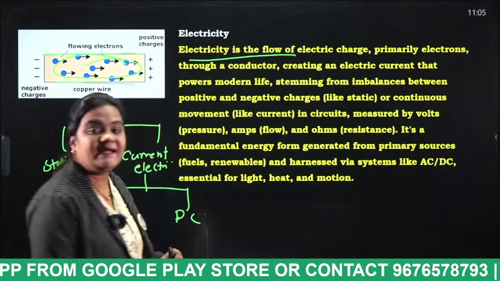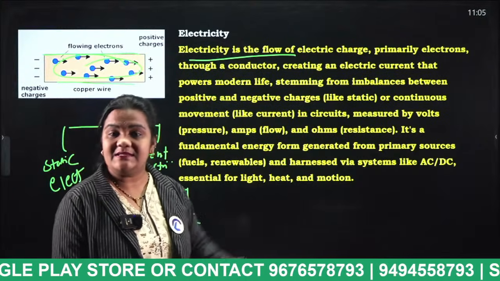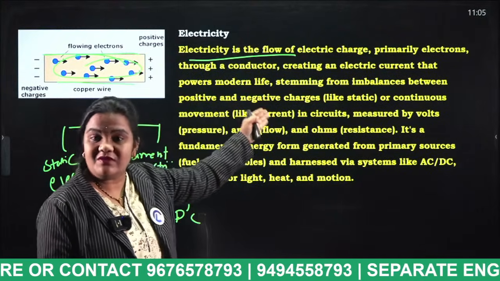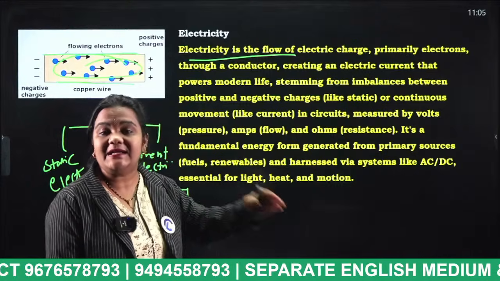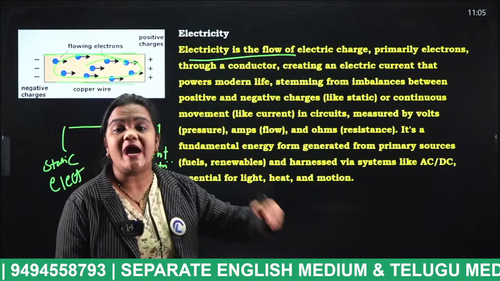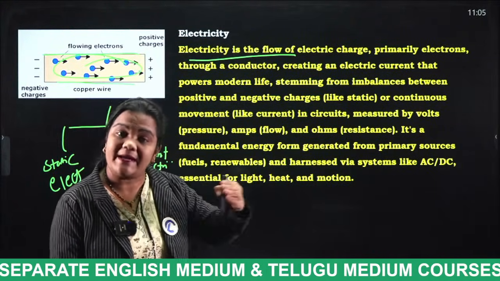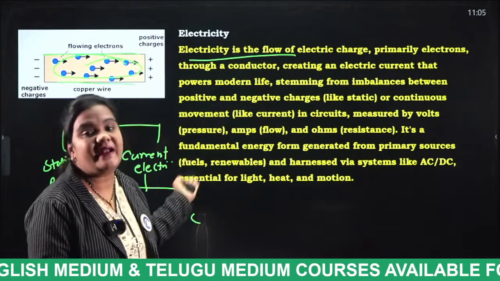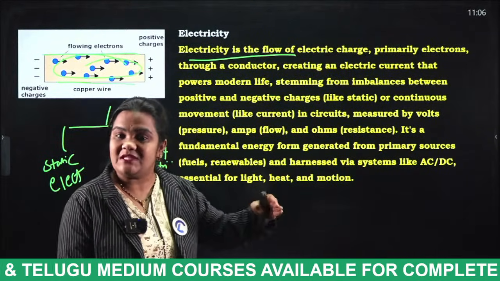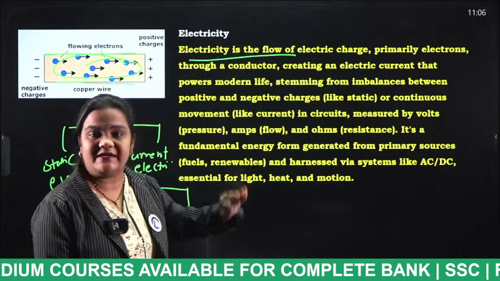The next thing is current electricity. Current electricity is nothing but the flow of charge through a cross section or through a conductor, that may be a copper wire or anything. Most of the charges will pass through copper wire itself.